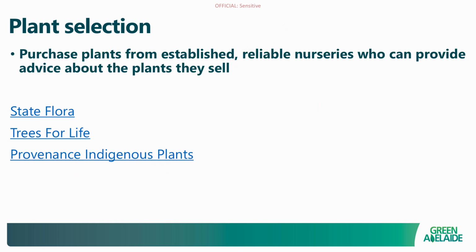So now that you've done the research and decided what plants you are going to incorporate into your project, where do you get them? As you can see on the screen, we recommend that it's really important to seek out an established, reliable nursery. So the 3 examples on the screen, State Flora, Trees for Life or Providence. However, there are a number of other nurseries, ones that specialize in local native plants, but then also other nurseries as well. So definitely seek out a reliable nursery. We do have another extended list of local native plant nurseries on our Green Adelaide website. So certainly seek that out if you are after some local native plants.